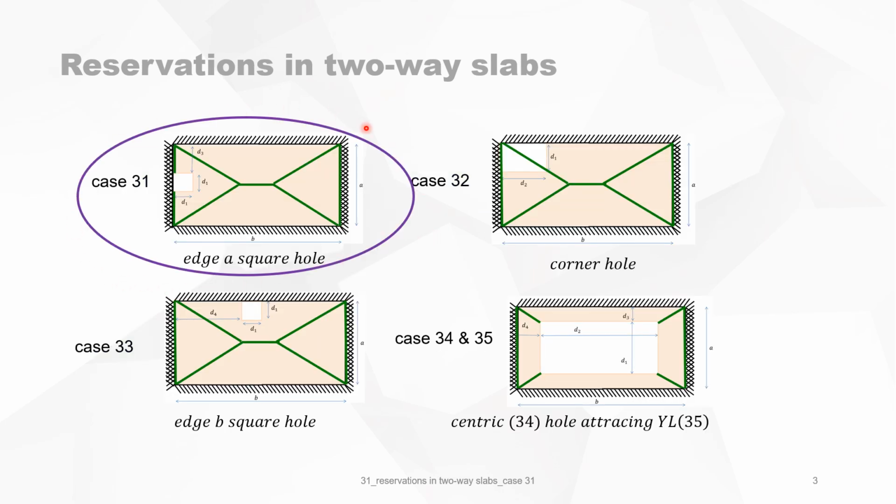We will handle now case 31 about an edge A square hole. It's in fact edge A because we have the smaller side is A, and we also have edge B hole, we call it like that, when it's on the longer side. So case 31 is an edge A square hole.